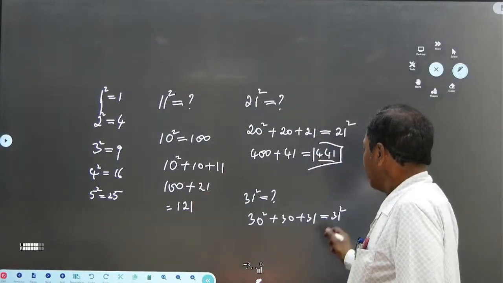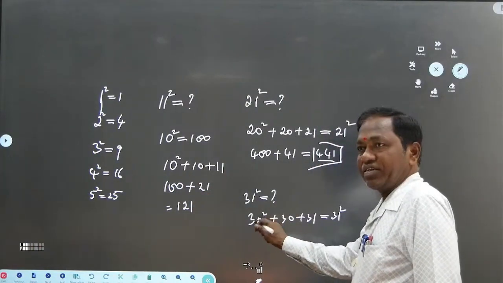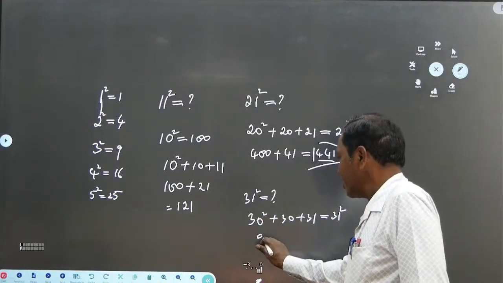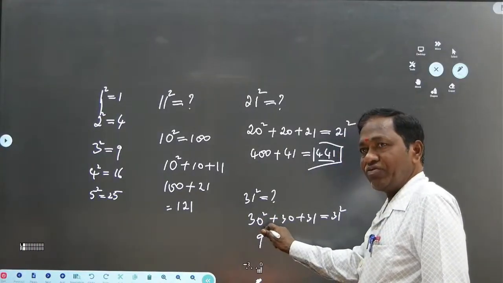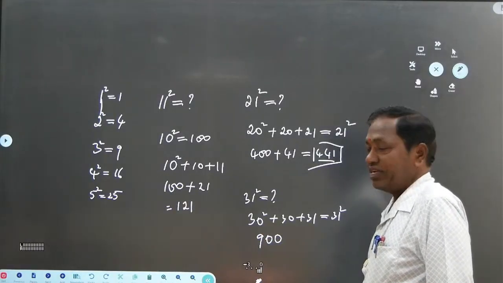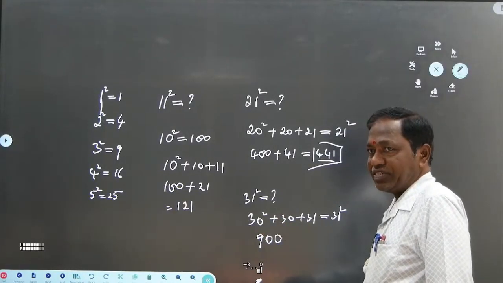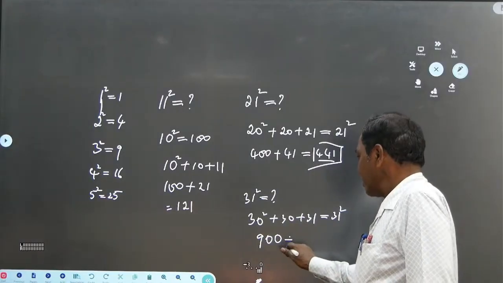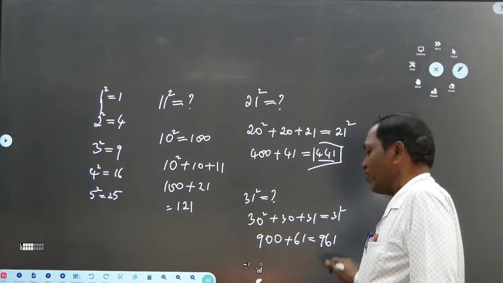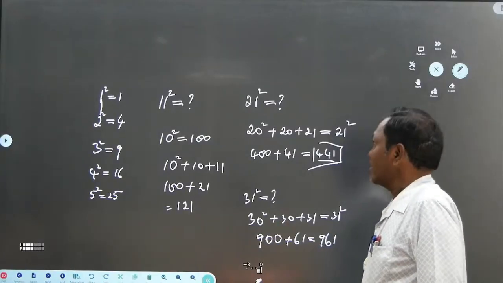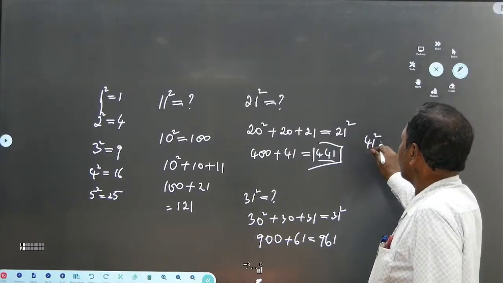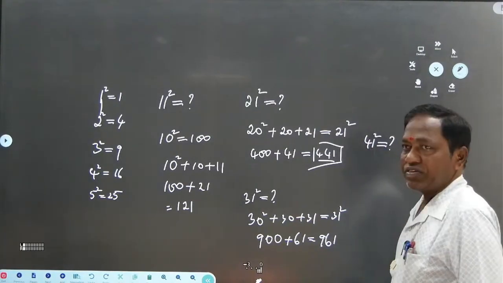Now 30 square means you can take 3 square, which is 9. How many zeros are here? 1. If you square, you will have 2 zeros. So 900, plus 30 plus 31, which is 61. So 961. It's like that. And you can take 41 square, what is 41 square?